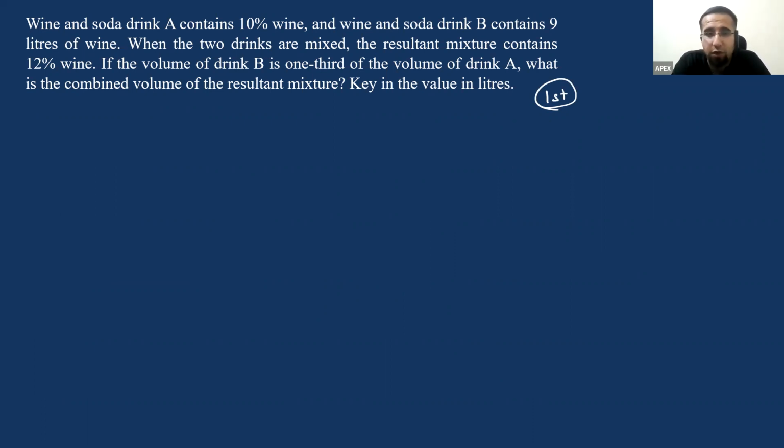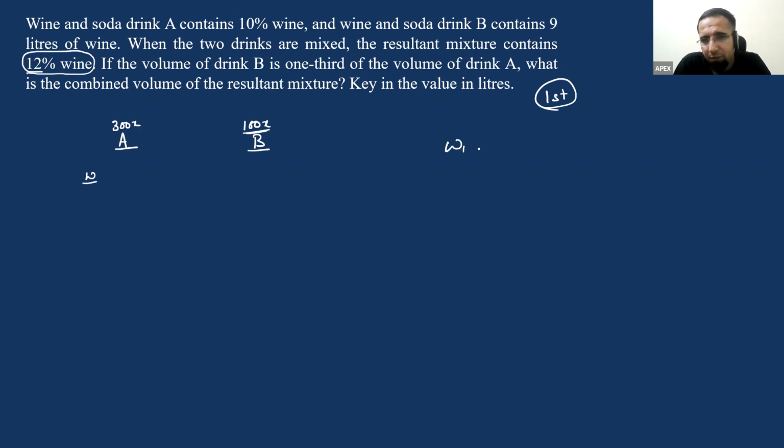9 liters of wine. Okay, when two drinks are mixed, the resultant mixture contains 12% wine. If the volume of drink B is 1/3 of the volume of drink A, or A is thrice of B. If A is thrice of B, clear? I would rather assume that there are 100x liters of B, then A will be how much, guys? 300x liters of A. And I'm talking about wine because the question is saying that finally I have 12% wine. So this should be our logic.